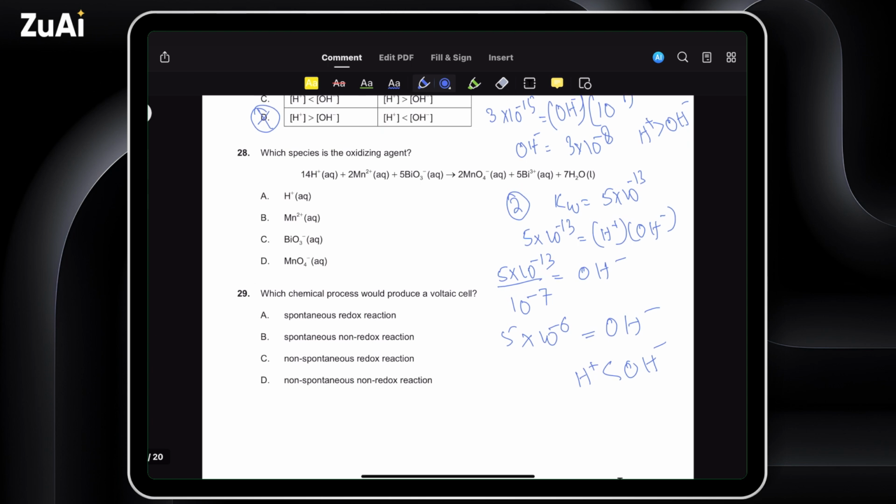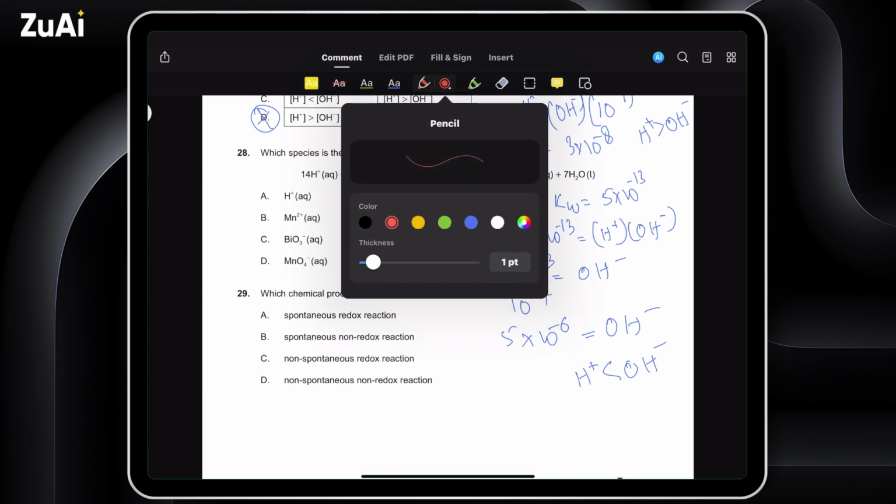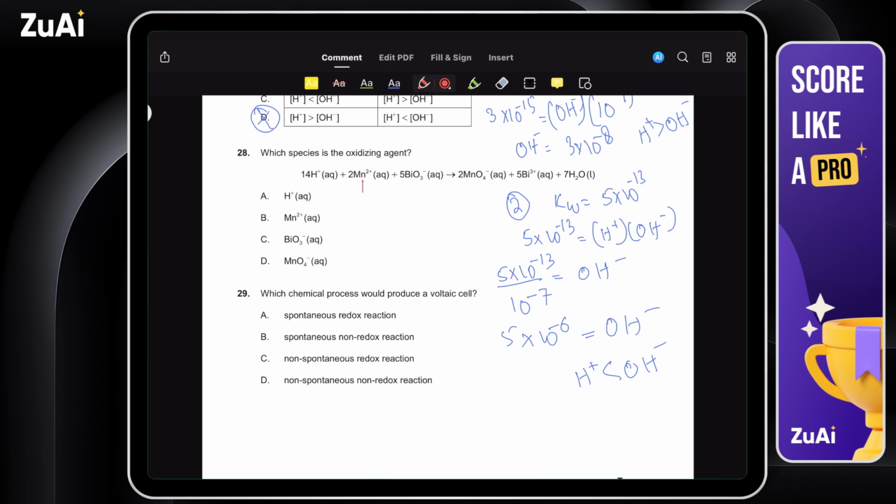Which species is the oxidizing agent? We can see manganese converts from 2 plus to 5 plus there. So manganese gets oxidized, and if you see bismuth, with an overall charge of -1, bismuth has +5 charge, so +5 to +3, so that's why bismuth oxide itself is reduced. So this is the oxidizing agent. In this case the oxidizing agent is bismuth oxide.